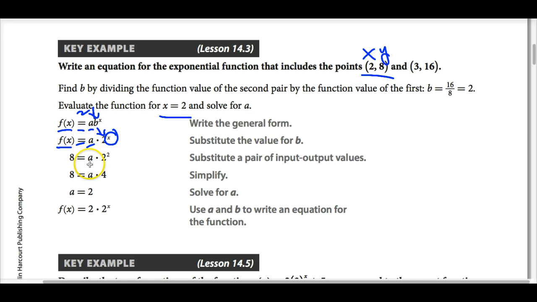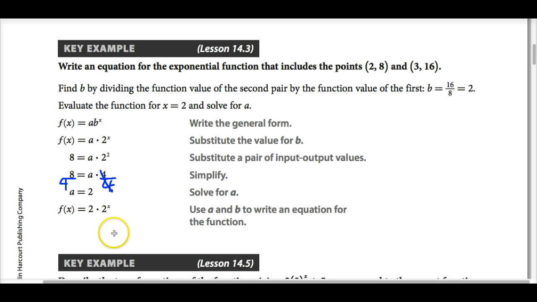So you're just going to set it up. Instead of y, fancy way of saying y is f of x, right? So you put a stays there, and then 2 raised to the power of 2, okay? Instead of x, you plugged in the 2. Then what do you get? You multiply 2 times, you get 4. So 8 is equal to 4a. Divide both sides by 4. Don't forget that step, right? It doesn't show you that. Divide both sides by 4, so this cancels out, and so a is 8 divided by 4 is 2.